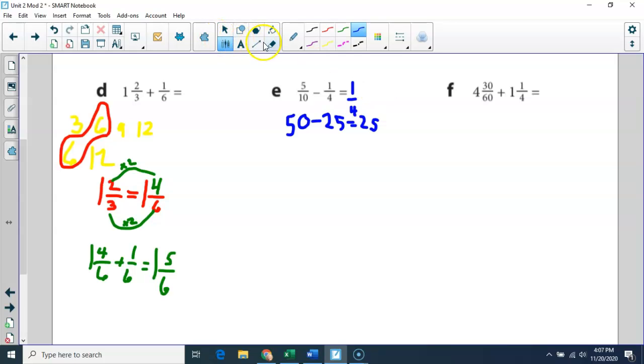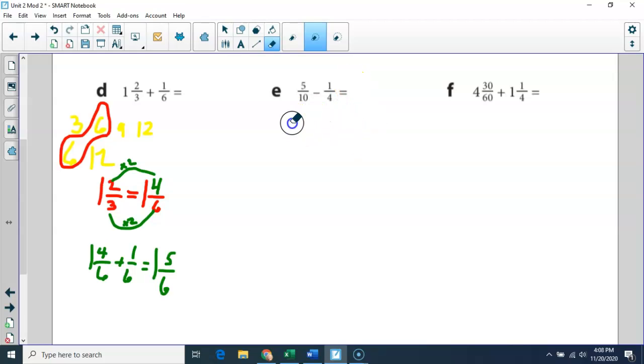Now, some of you went ahead and tried, I'm going to erase this. Some of you went ahead and you tried to find common denominators, which was fine too. Either one of those strategies will work just fine. So you saw that you had 10 as a denominator and 4 as a denominator, and I noticed that you were listing multiples of 10. So you had 10, you had 20, you had 30, maybe you even went all the way out to 40.